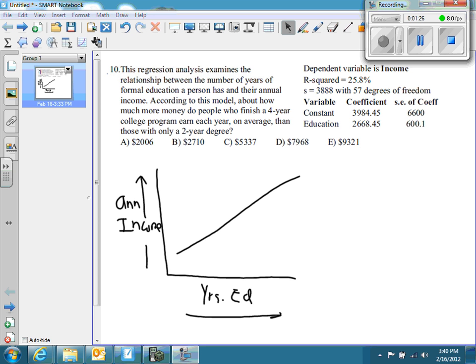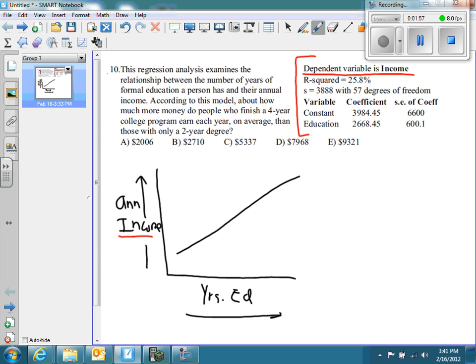And in fact, that is borne out by the data they're giving me. What they're giving me over here is a printout from a statistics program. There's some information in it that's important, and some that's irrelevant. The first thing they tell me right at the top is that my dependent variable, which is the old-fashioned way of saying my y variable, is income, which is exactly what I have.